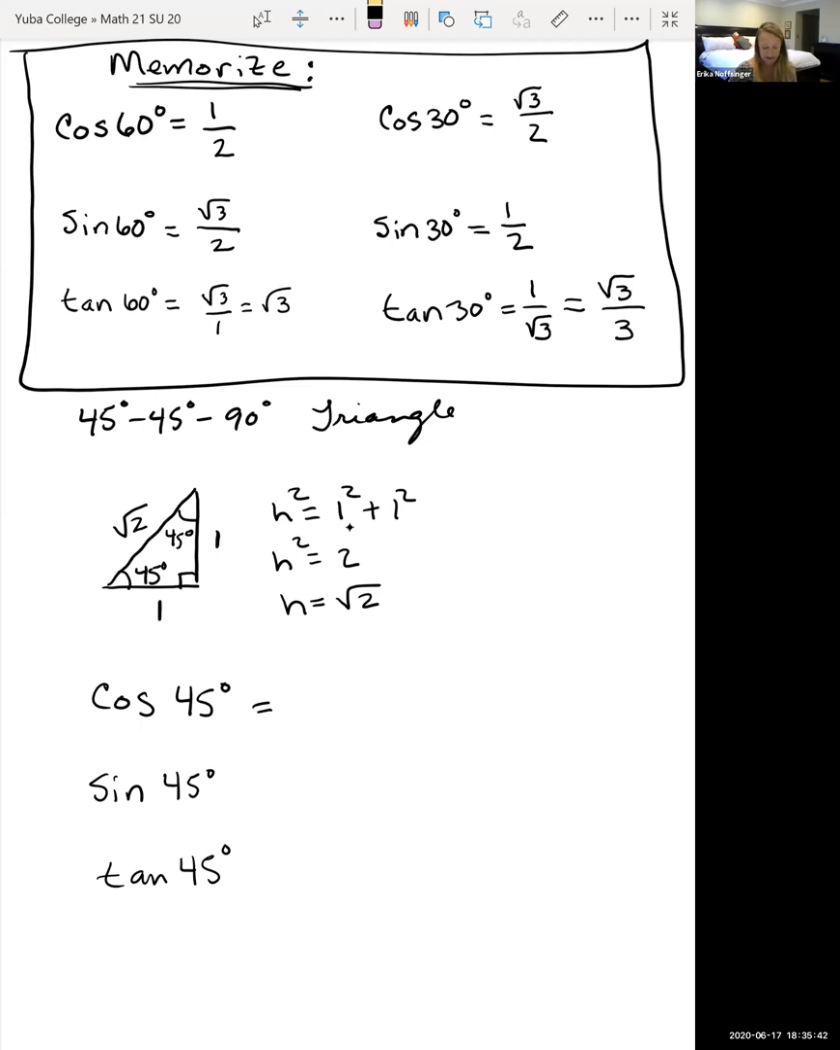Cosine of 45: it doesn't matter which one you choose. Choose one of the 45 degree angles, and the adjacent side is 1, over the hypotenuse, which is root 2. So 1 over root 2. If we rationalize the denominator, this gives you root 2 over 2. Cosine of 45 is the same as sine of 45, which is 1 over root 2, or root 2 over 2. Tangent of 45 is opposite over adjacent, so 1 over 1, which is 1.